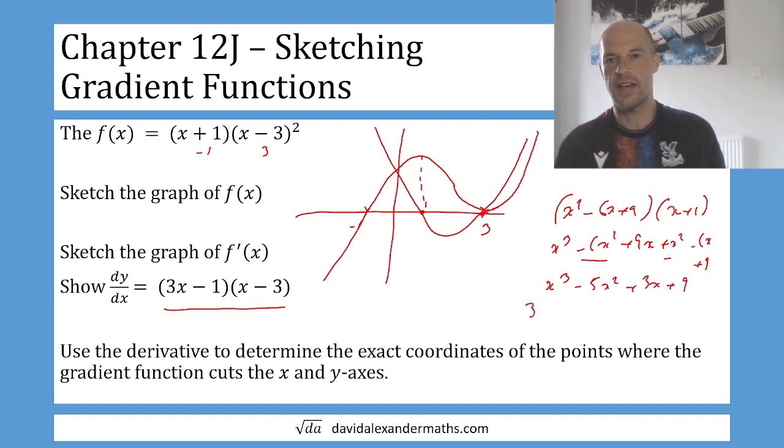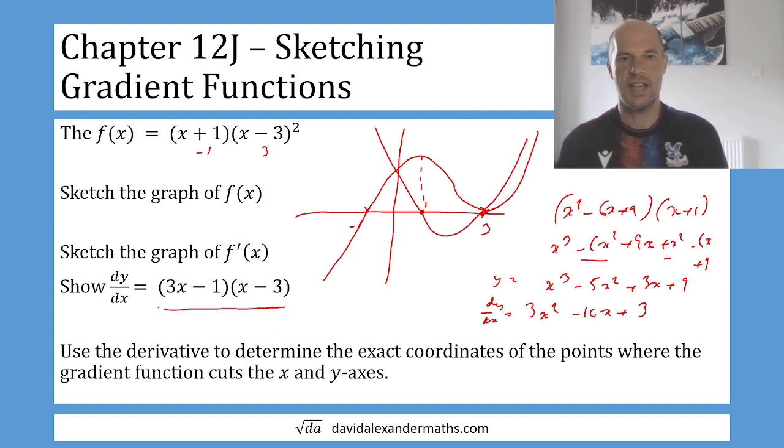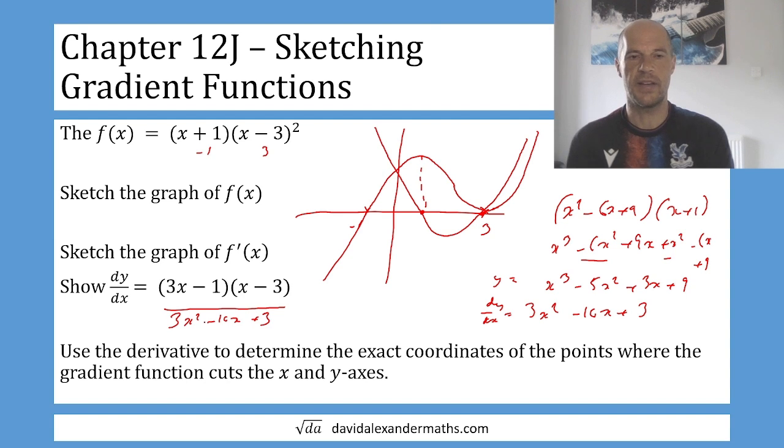If I differentiate that, that will be 3x squared, so dy by dx is 3x squared minus 10x plus 3. Okay, is that the same as this? I could factorise that, but why not just expand this, as that is easier. So that's going to be 3x squared minus x minus 9x, so minus 10x plus 3. Perfect. Okay, so that is the same as what I've just got to.